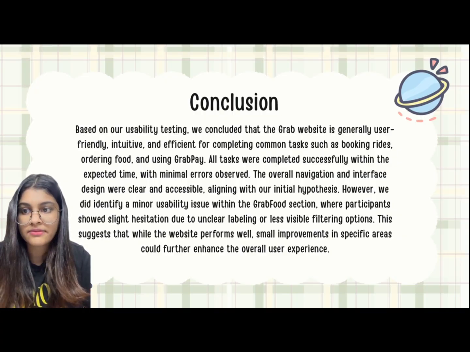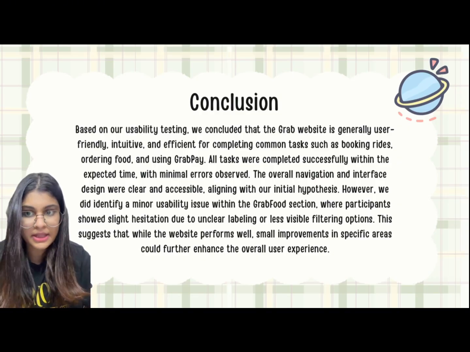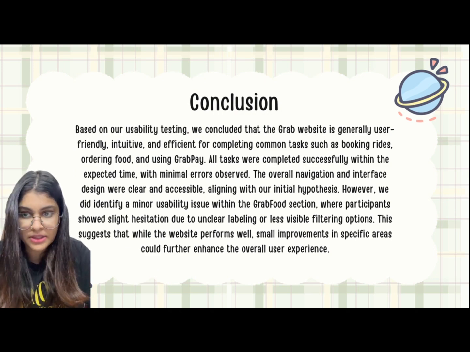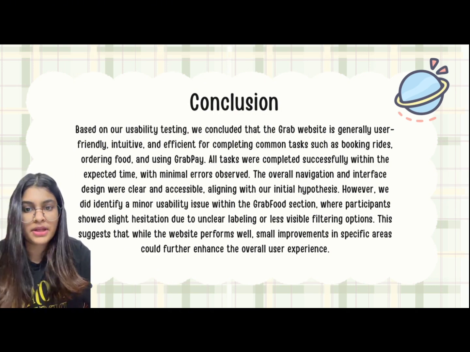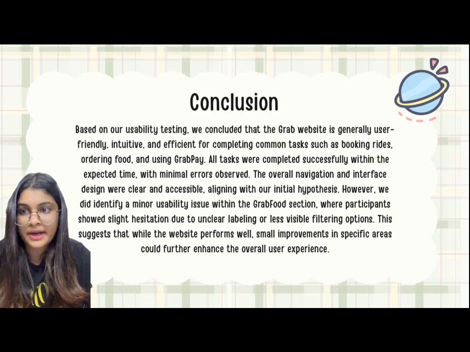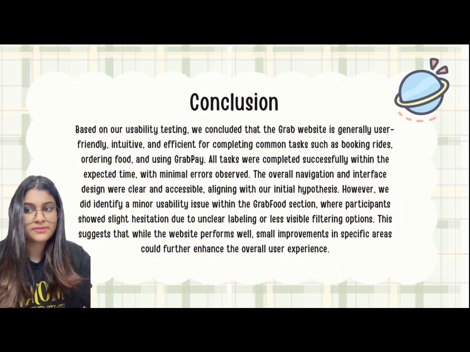However, we did identify a small usability issue within the Grab food section. For example, some users hesitated briefly due to unclear labeling and also less visible filtering options. While this didn't prevent task completion, it momentarily disrupted the user flow. This suggests that while the Grab website functioned well overall, there's room for minor improvements, especially in enhancing clarity and visibility in certain areas to further improve the user experience.